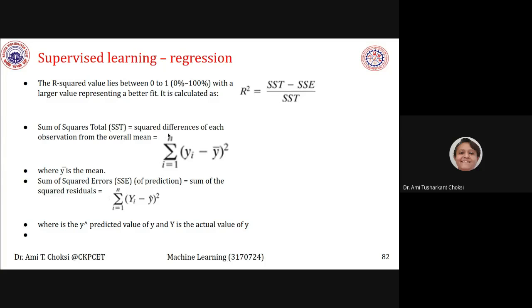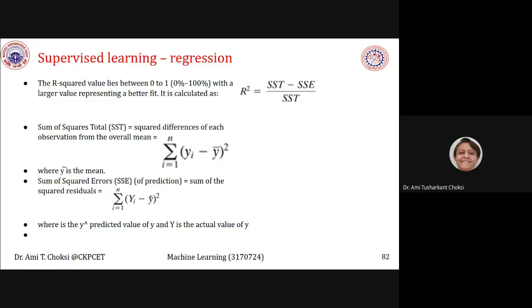So, what we are having is the squared differences of each observation from the overall mean. That is equal to sigma (yi minus y bar) whole square, where we know that y bar is the mean. Now the sum of squared errors, that is SSE of prediction. How can we find that? That is the sum of these squared residuals. This was what? Sum of squares errors.